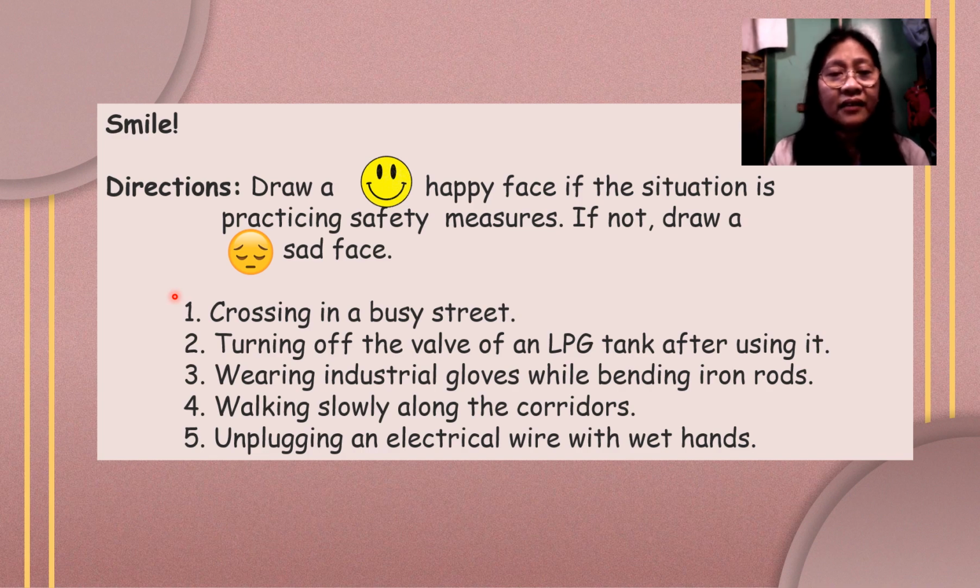Okay, for your last activity, direction. Draw a happy face if the situation is practicing safety measures. If not, draw a sad face. Okay, item number 1. Crossing in a busy street. For number 2, turning off the valve of an LPG tank after using it.